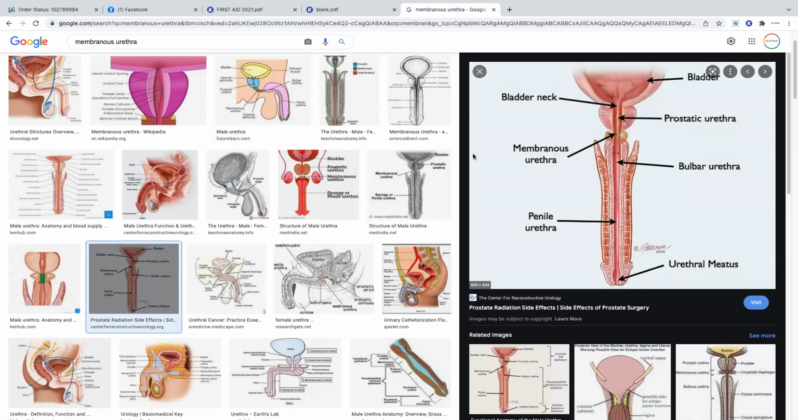Okay, look. So this is basically the urethra. The first one that is over here in the prostate is called the prostatic urethra. The one that's leaving the prostate is called membranous. Then you have the bulbar, then you have the penile.